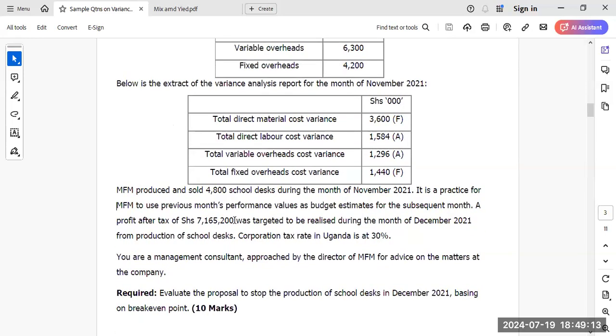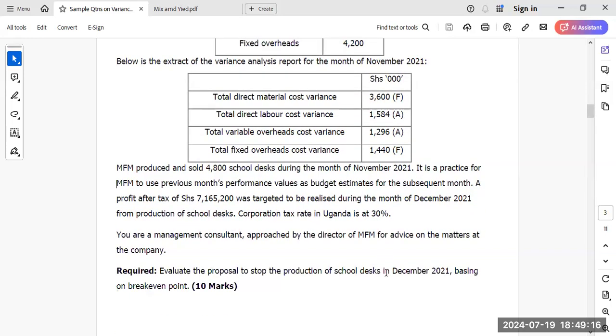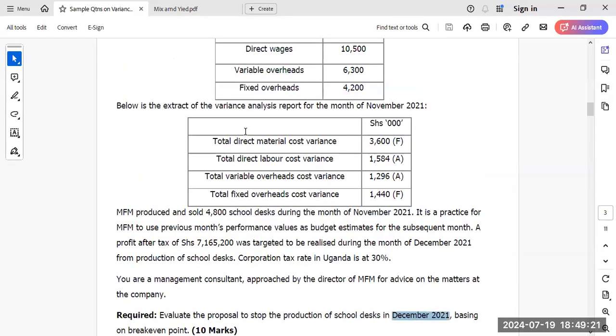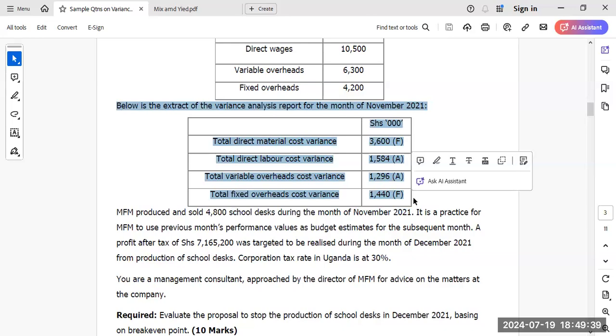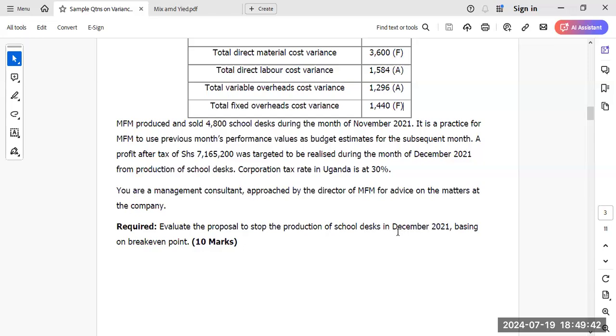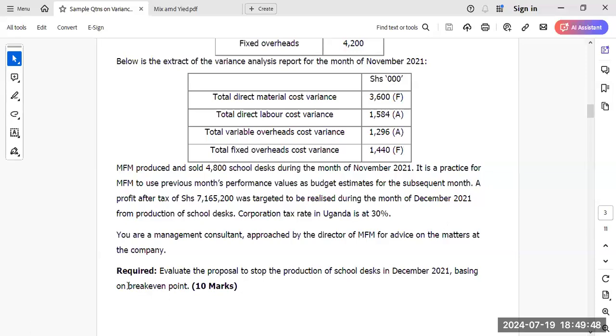Because as you answer the question, this is for the month of December 2021. And this report given is for the month of November 2021. So ideally, it means that what you have here is just for the previous period. You don't have the actual information for the month of December 2021. And you know that to answer this required part, you need the actual information.